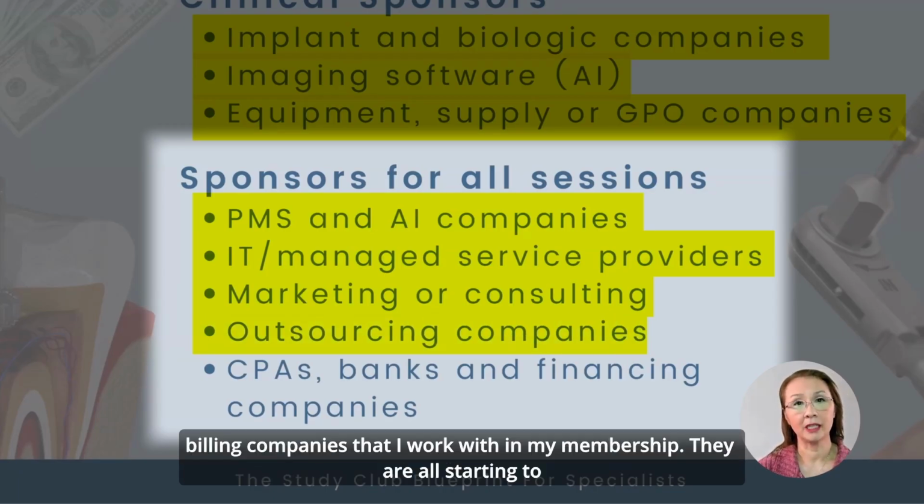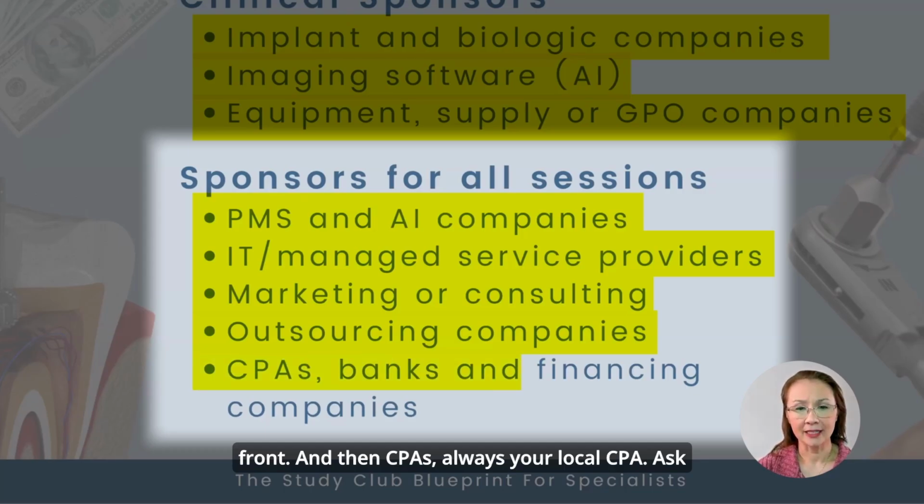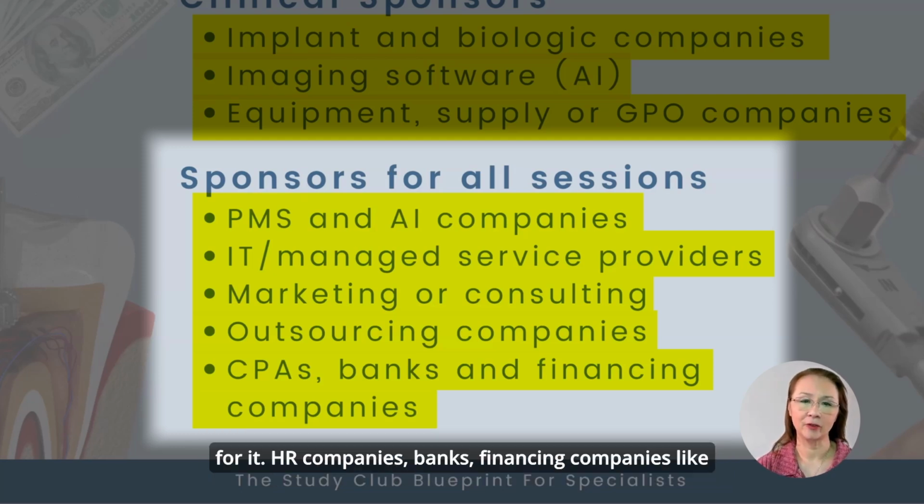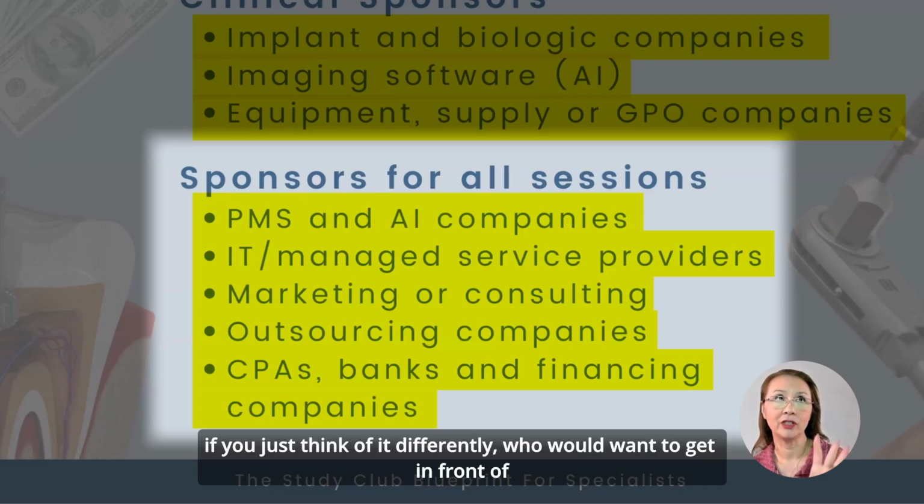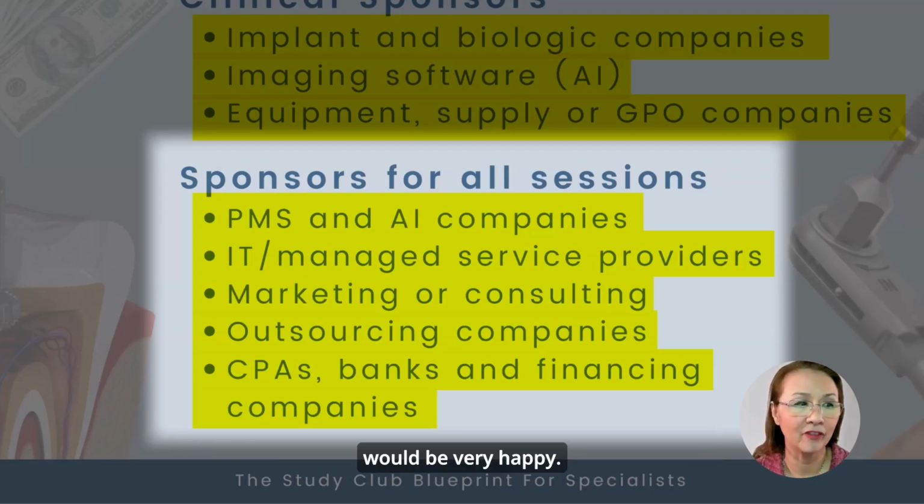Outsourcing companies, third-party billing companies that I work with in my membership, they are all starting to see if local study clubs will give them a table so they can get in front. And then CPAs, always your local CPA, ask your local CPA. Maybe they're up for it. Maybe they know somebody who's up for it. HR companies, banks, financing companies like Care Credit, just look around your office. I think if you just think of it differently, who would want to get in front of people like me? You're going to get yourself a list of companies that I think would be very happy.